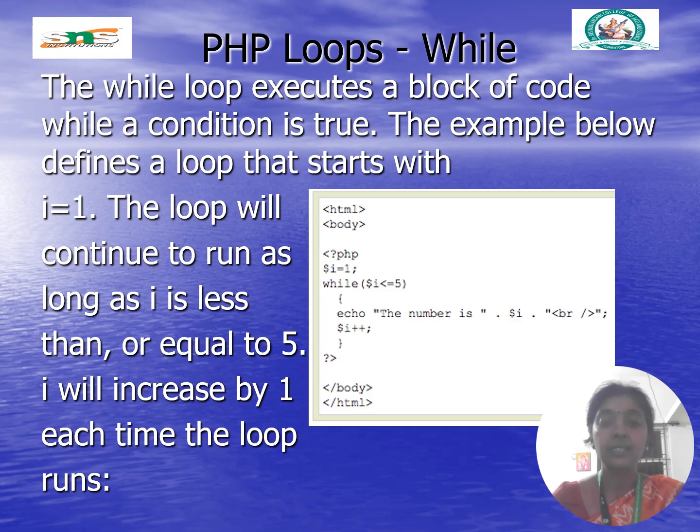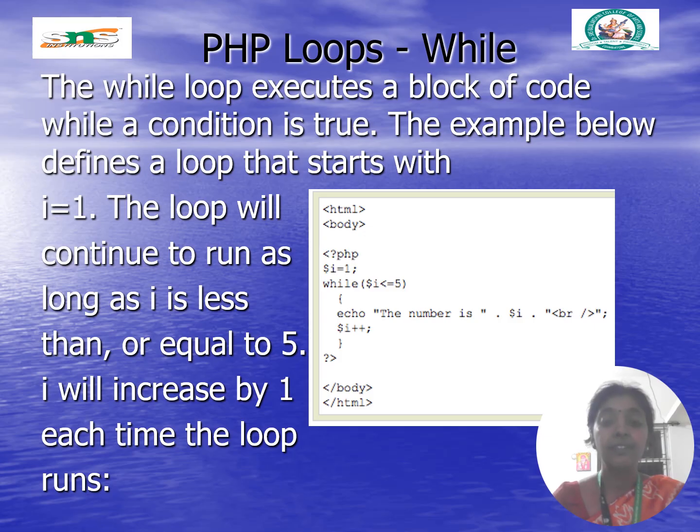Now the value I is equal to 1. Then we are incrementing I plus plus. I becomes 2. 2 is less than 5. As the condition is true, it will print 2. The number is 2. And then again it will increment. The process goes on.